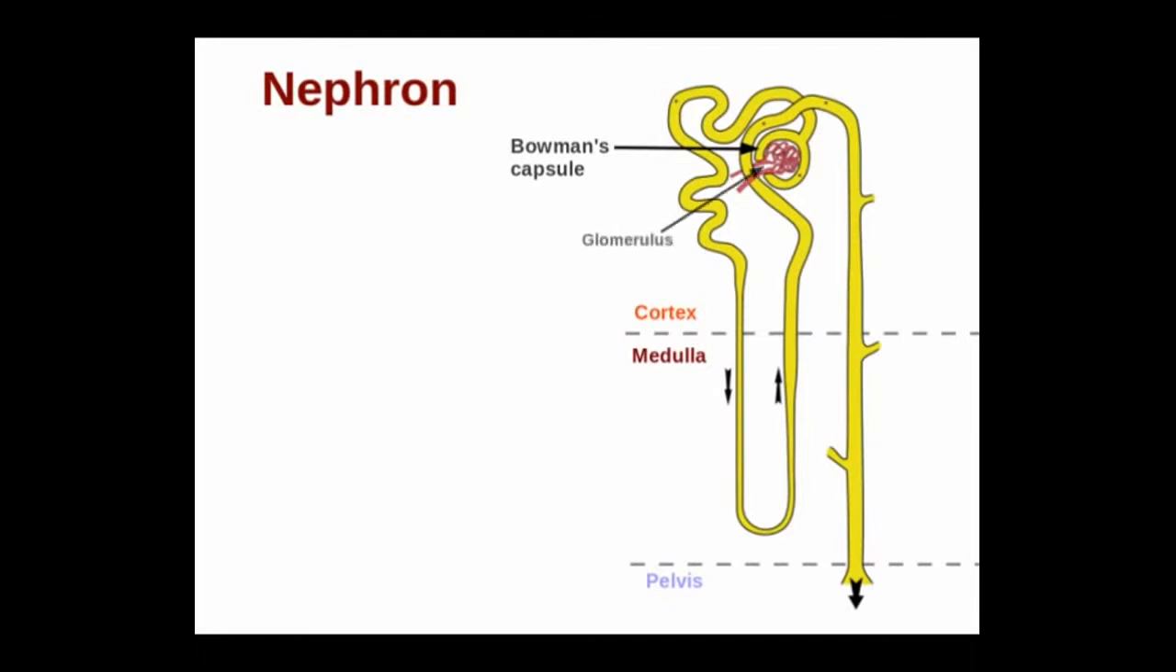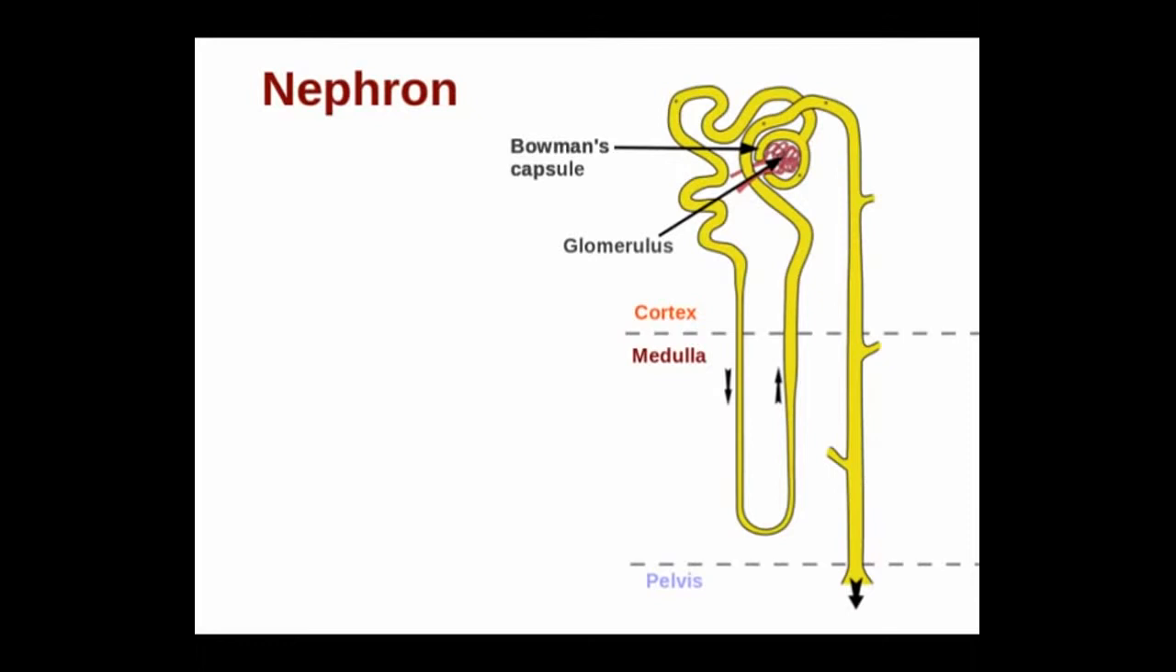Now, entering through the hole at one end is a blood vessel. Well, there are 2 blood vessels. There's an incoming blood vessel and an outgoing blood vessel. And these blood vessels branch and anastomose into a capillary bed called the glomerulus.